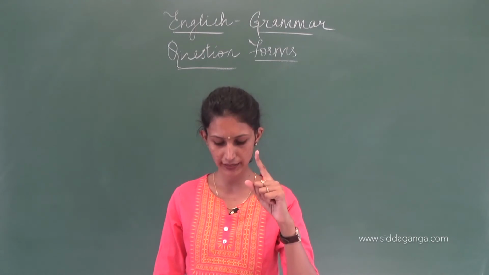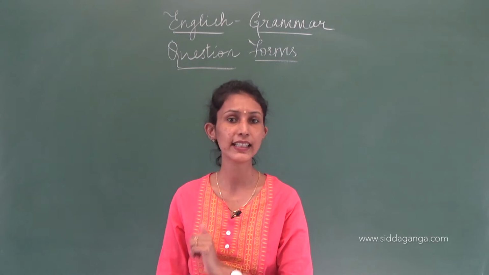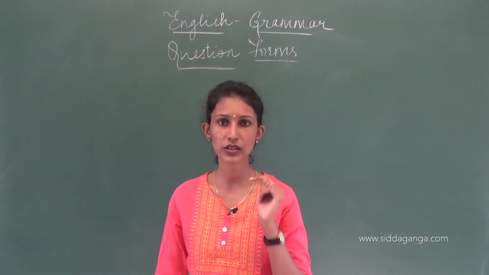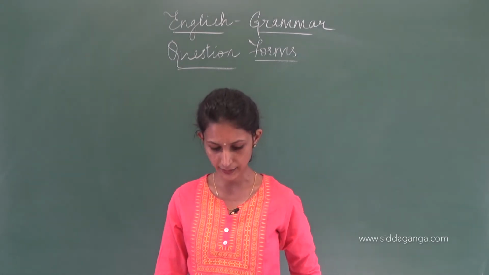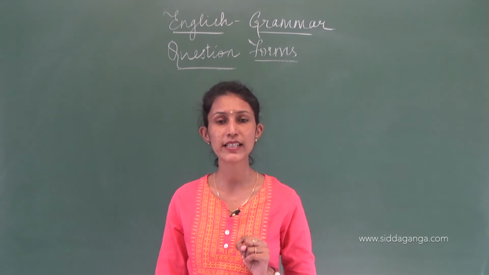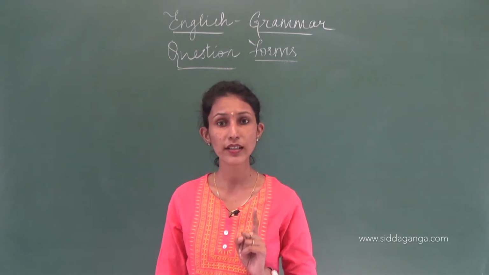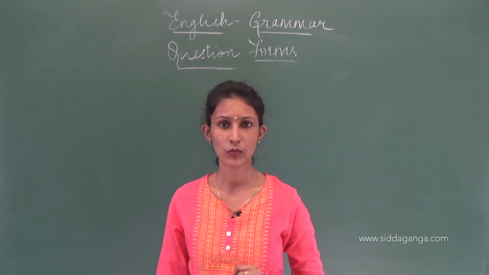Second one is you will get it like this: frame a question so as to get the underlined word as the answer. Now the sentence like this: the lion wanted peace and tranquility in his kingdom. What did the lion want is the question. What did the lion want?